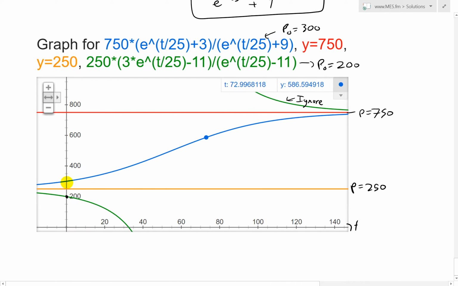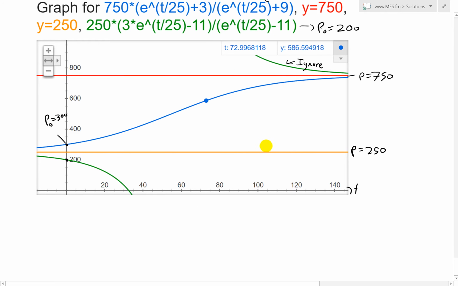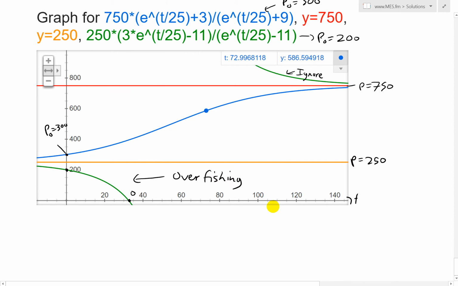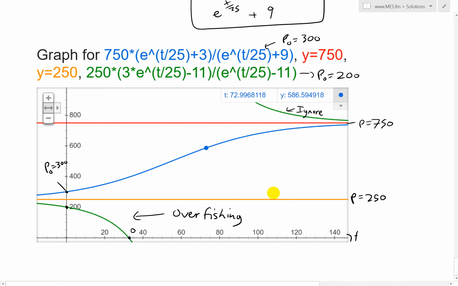As you can see, it starts off from here. That is p0 equals 300, and then it goes up to the 750 and levels off like that. But as here, when you start here, it goes down to 0. In other words, this is overfishing. So when the initial population is really small and you're fishing at 15 fish per week, that's overfishing. You're just going to kill all the fish. It just goes to 0, and they can't repopulate themselves.